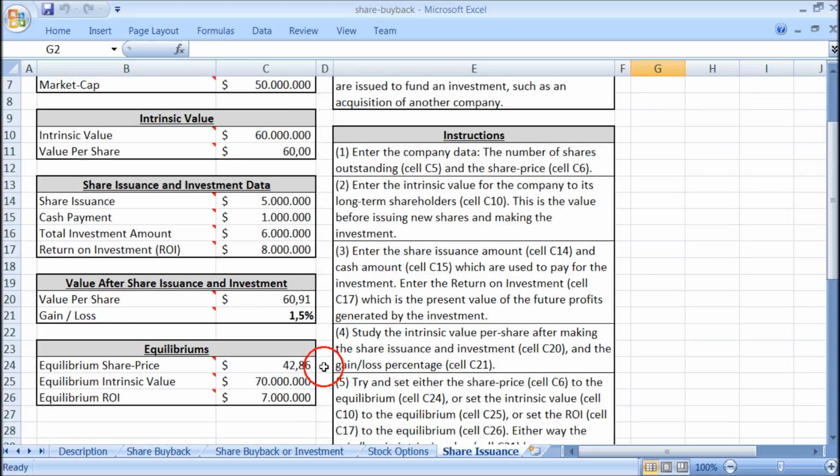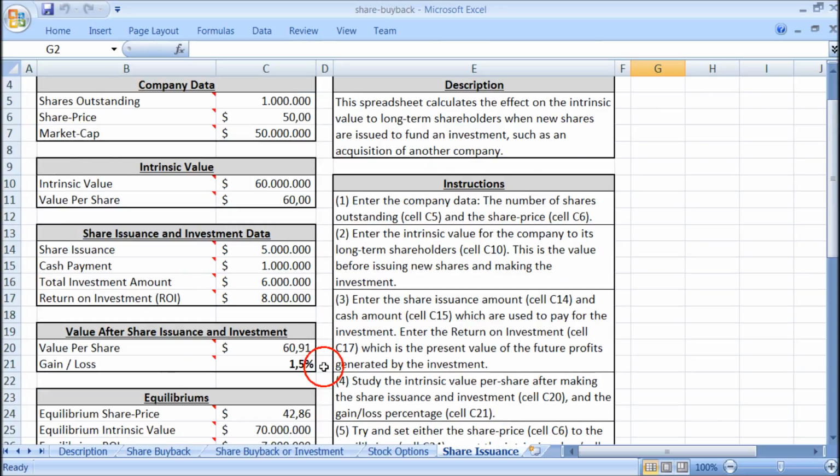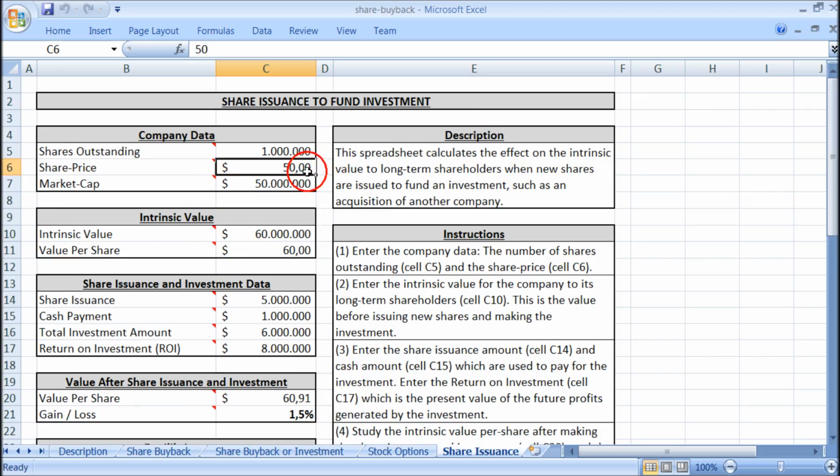The equilibrium share price is where it doesn't matter to the long-term shareholders of the company whether we make the share issuance and investment or not. So we can try and enter 42.86 up here, and then we see that the intrinsic value per share is the same before and after making the share issuance and investment.